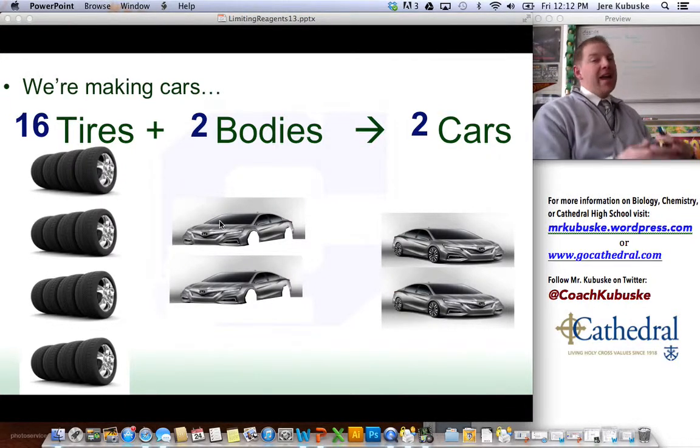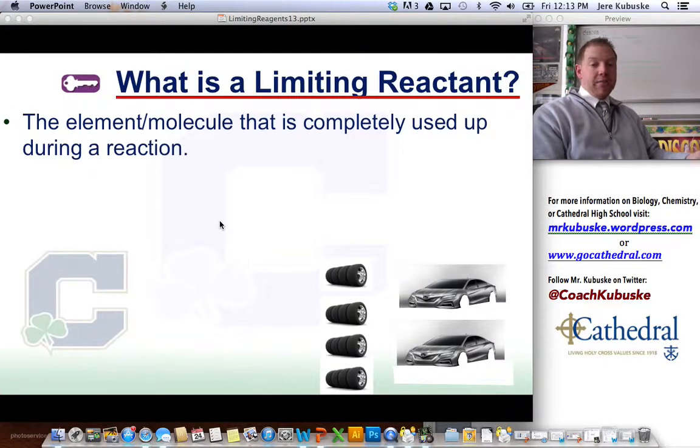So I'm going to have an excess of 8 tires left over that I'm going to need to use on cars in the future. But so far, the bodies that I've made have limited how many cars I can produce. And therefore my car bodies would be the limiting reactant, okay?